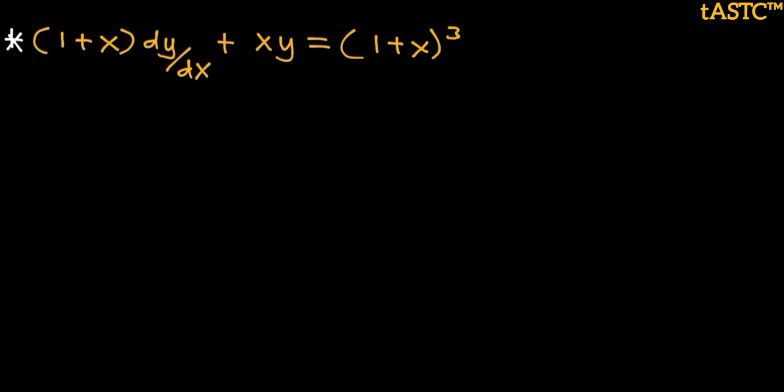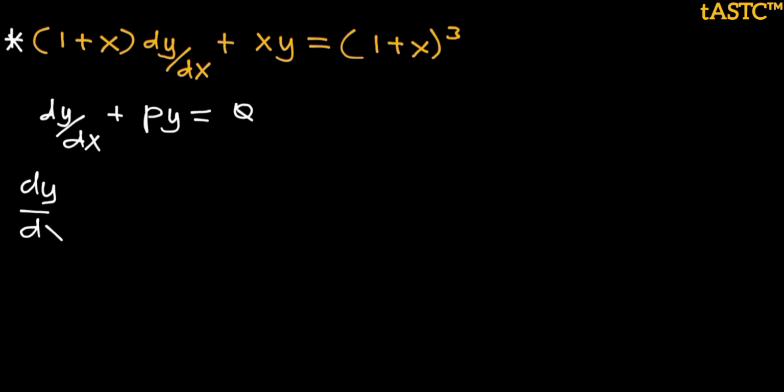Now, as you well know, we need to have dy dx isolated in this form. We need to have dy dx plus p times y, and that equal to q. So how could we take this away from the first term of the left hand side? We need to divide through by that. So doing that, we're going to have dy dx plus xy divided by 1 plus x.